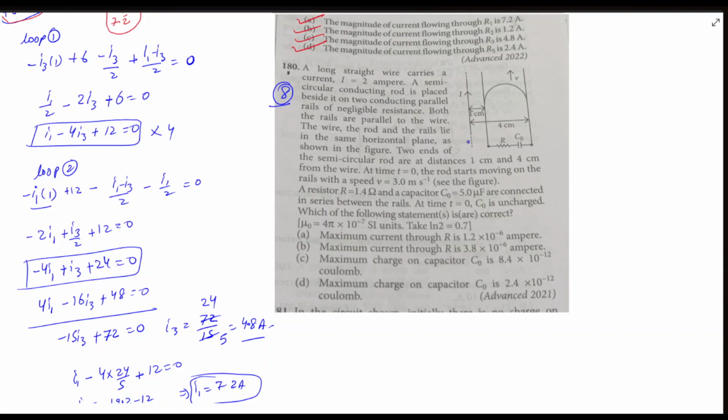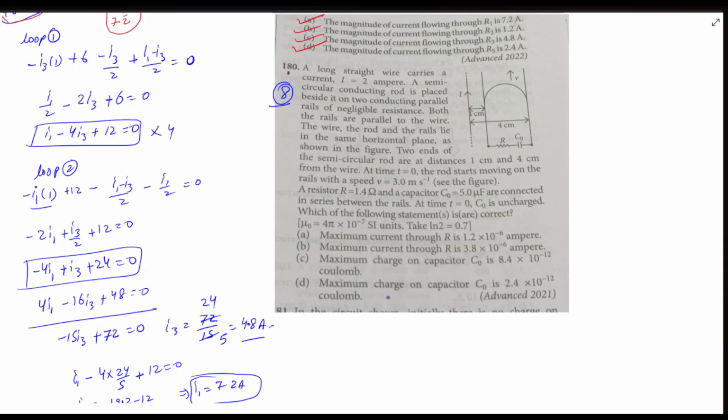So we have a long wire carrying current I, which is 2 ampere. Okay. And a semicircular conducting rod is placed beside it like this. Both rails, these are two rails, are parallel. Two ends of the semicircle are at distances of 1 centimeter and 4 centimeter. Okay. At time t equal to 0, the rod starts moving on the rail with speed v. The resistance R is 1.4 and this is 5 microfarad. Okay, they're in series. At t equal to 0, C naught is uncharged.